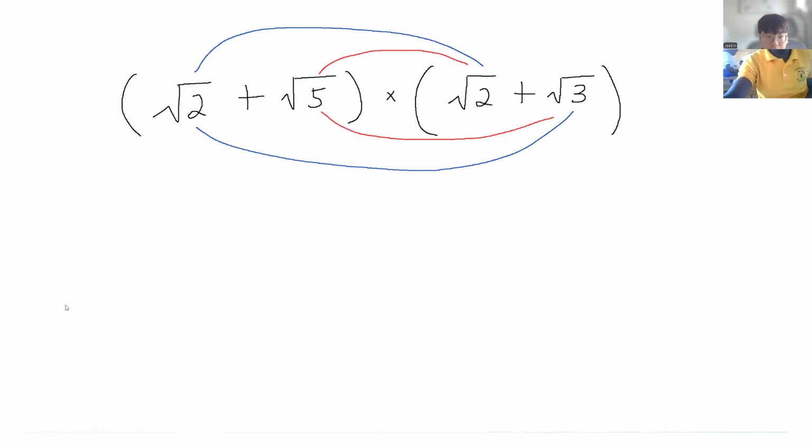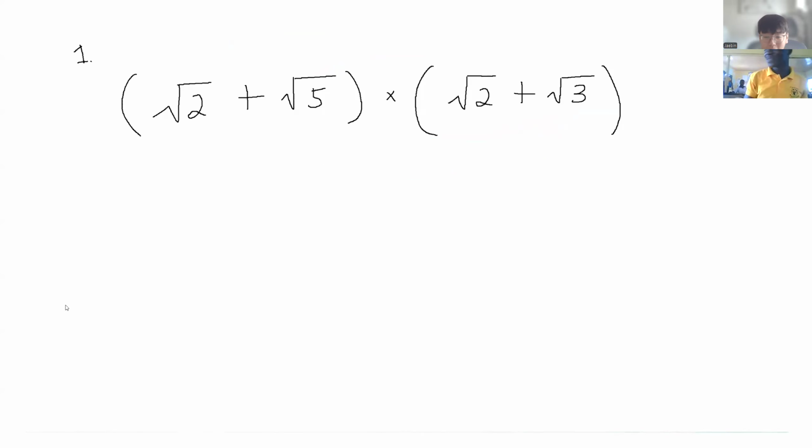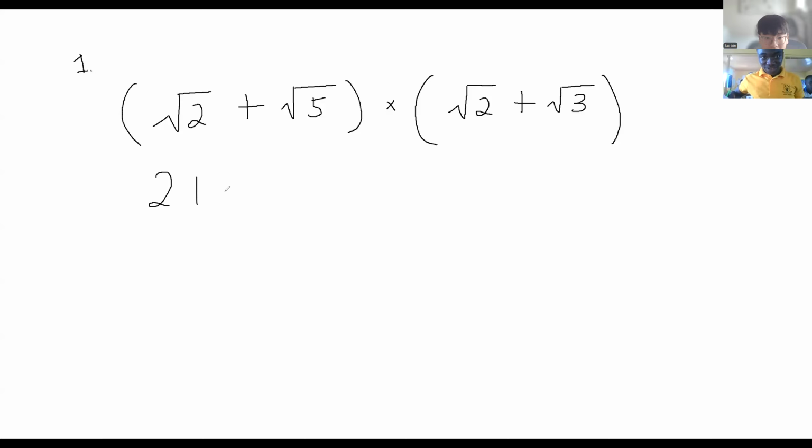David, yes. Were you able to solve it? It is 2 plus with 6, plus the square root of 10. And then plus 15, plus root 15, right? Is this your answer? Yeah, this one.